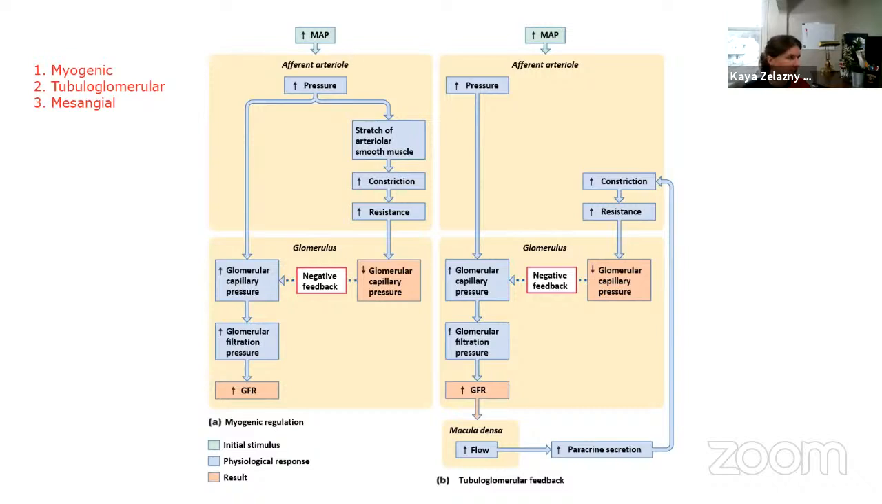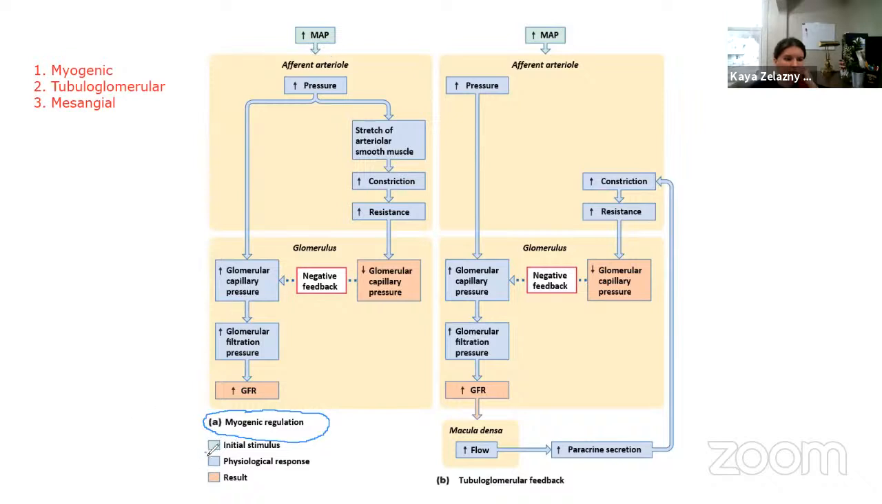So if we step through, on the right here, we're looking at myogenic regulation. Myogenic regulation refers to the fact that we have smooth muscles in those arterioles that are entering the nephron and becoming the glomerulus and then exiting. And so smooth muscle, when it gets stretched out, when there's more blood flowing through it, has an automatic response that it wants to clamp back down. It wants to constrict. So here we see the flow of what would happen.